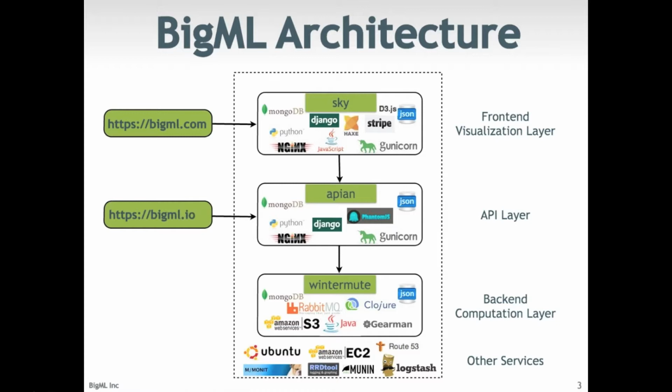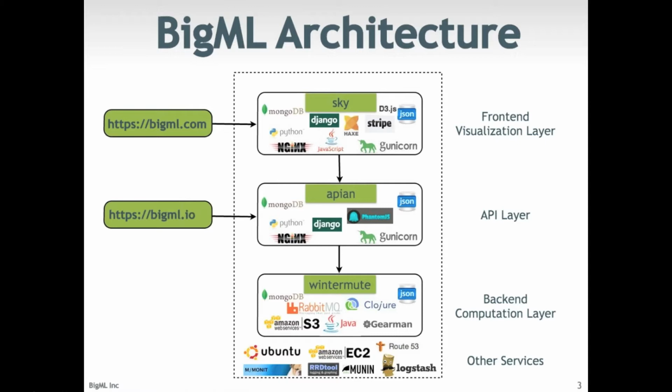From this so-called 10,000-foot view, there are three major components. At the top is what we call Sky. This is our front end or main UI that you see at bigml.com. Below that is what we call our Appian layer, which provides our API and is available at bigml.io. And the bottom layer, which we call Wintermute, is our back-end computation layer where we implement our machine learning algorithms.